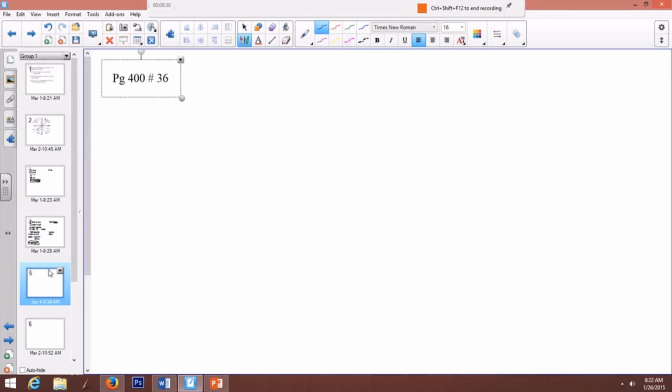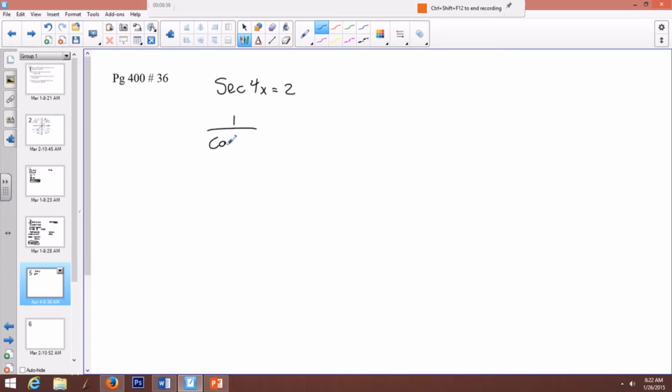All right, moving on to my next problem. It is number 36, and it asks you to solve the secant of 4x is equal to 2. Now, remembering that secant is related to cosine by a reciprocal, I'm going to write 1 over the cosine of 4x equal to 2. And I'm going to take the reciprocal of both sides, because it's a proportion. And so the cosine of 4x is equal to 1/2.